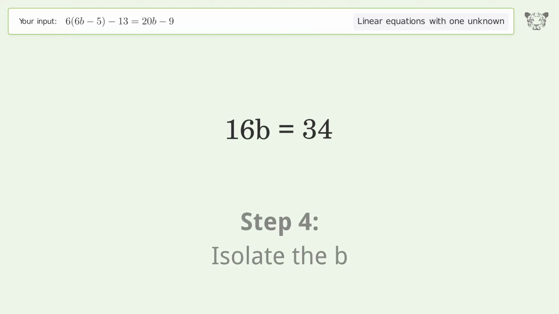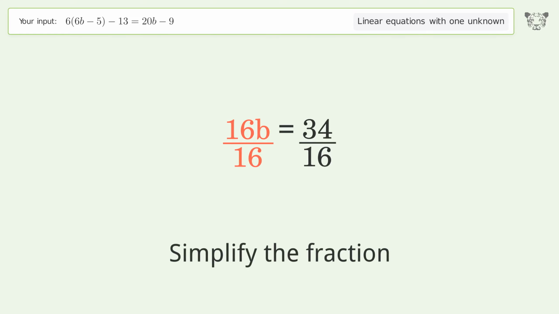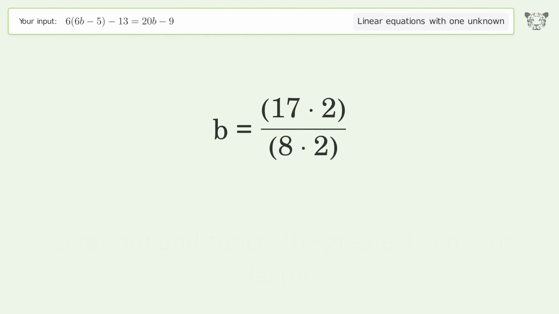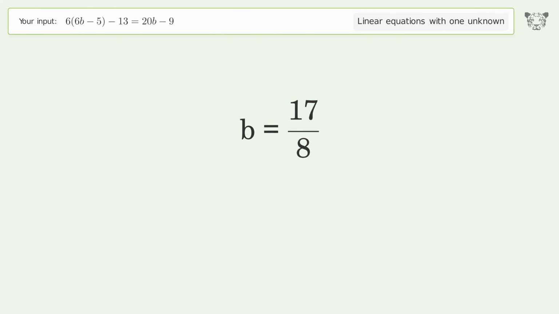Isolate the b. Divide both sides by 16. Simplify the fraction. Find the greatest common factor of the numerator and denominator. Factor out and cancel the greatest common factor. And so the final result is b equals 17/8.